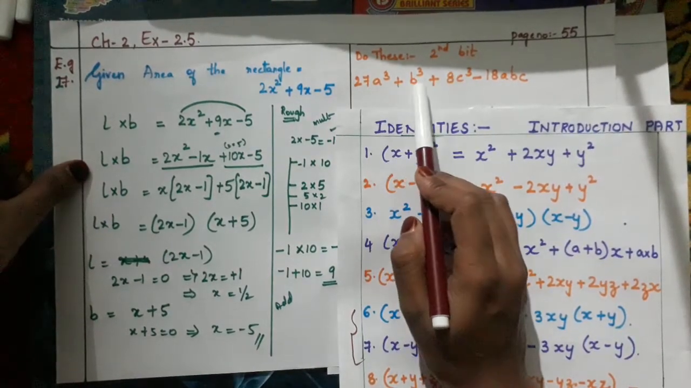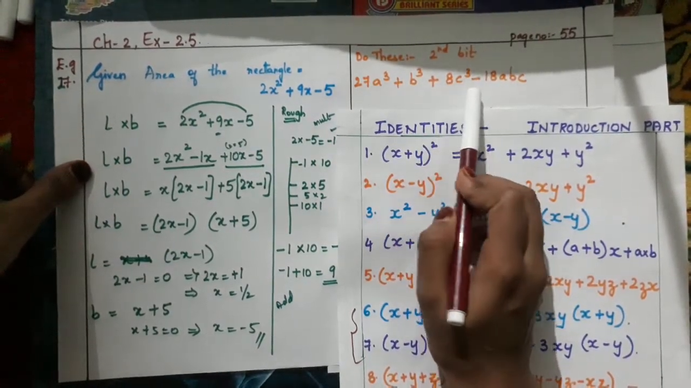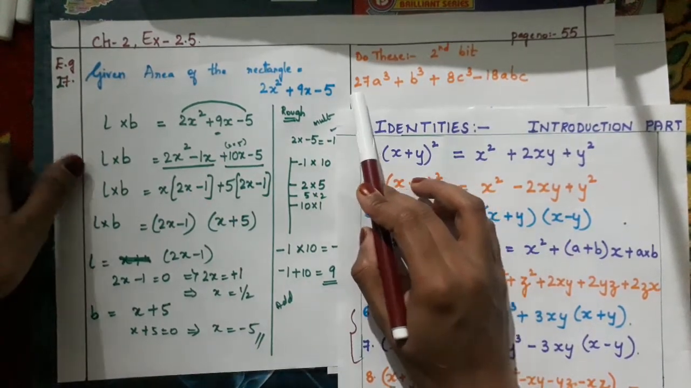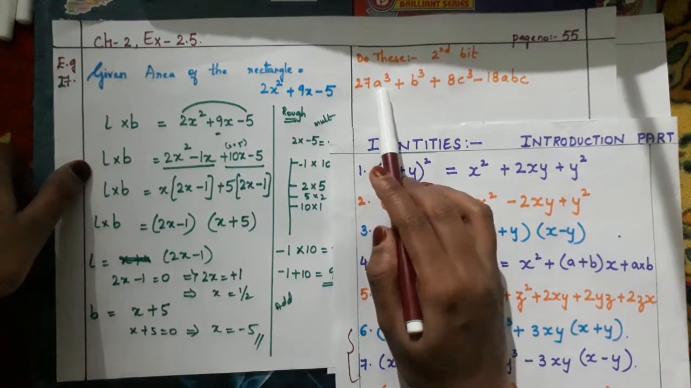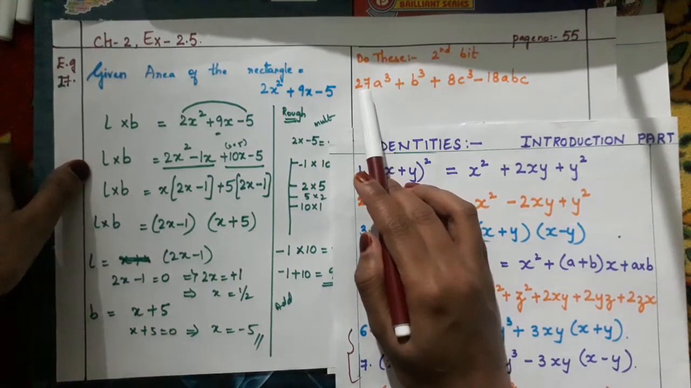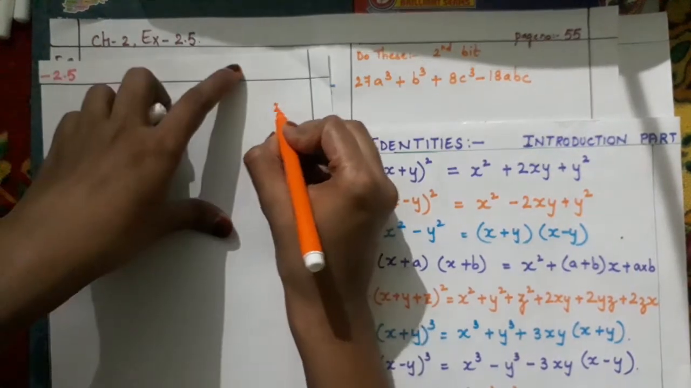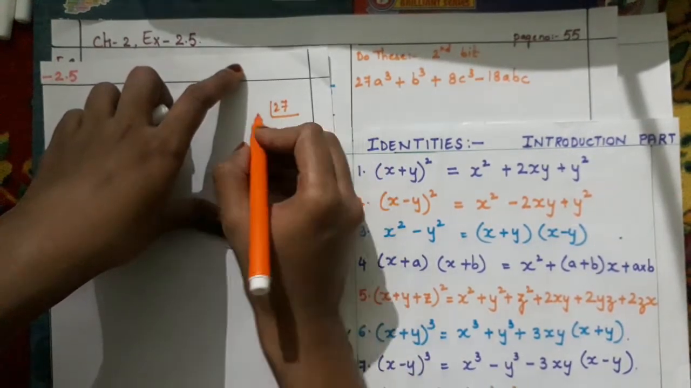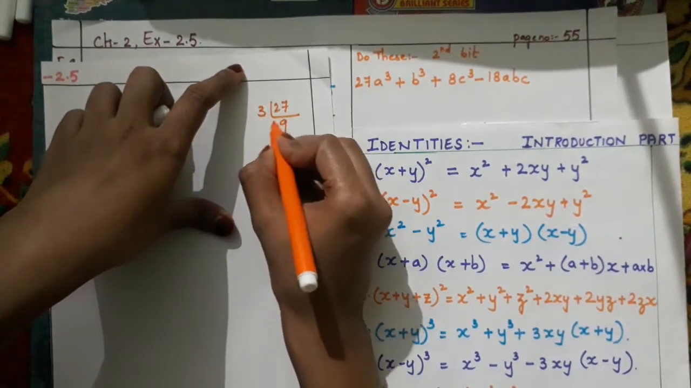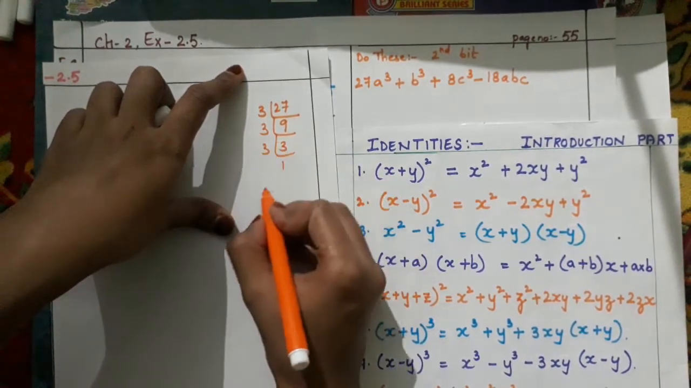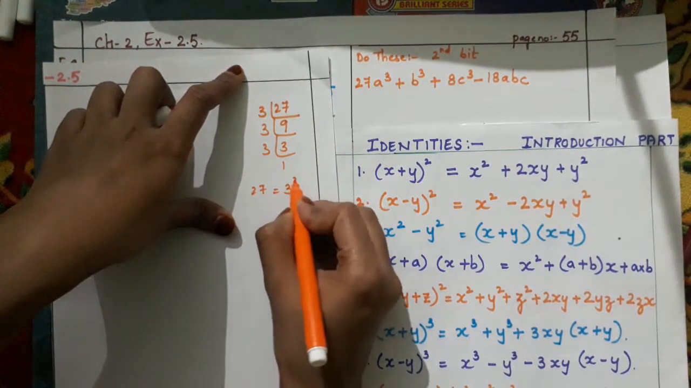27a cube plus b cube plus 8c cube minus 18abc. Now first, we need to convert, it is a cube, so we need to convert 27 also into cubes. How can I write? See here, children, 27. We have to do prime factorization. 3 9s are 27, 3 3s are 9, 3 1s are 3. So in place of 27 I can write 3 cube, children.